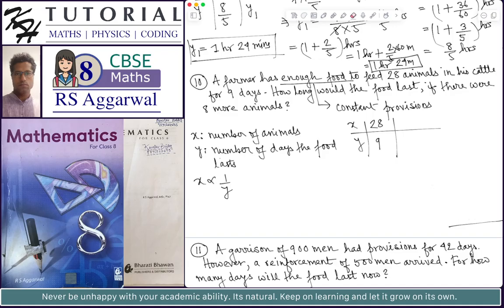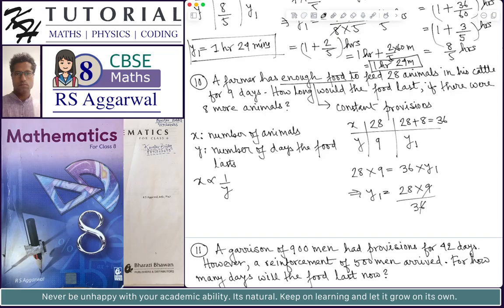Okay, so it is saying how long would the food last if there were 8 more animals? So the number of animals is now 28 plus 8, which is 36. And if there are 36 animals, then let the food last for y1 days. So now we can say 28 multiplied by 9 is equal to 36 multiplied by y1. So this implies y1 is equal to 28 multiplied by 9 divided by 36.